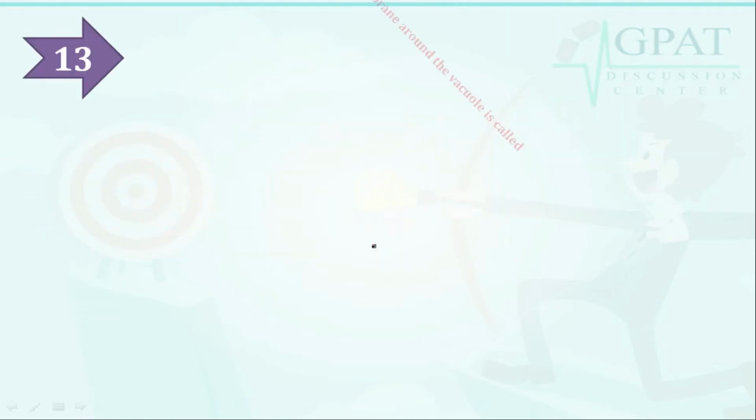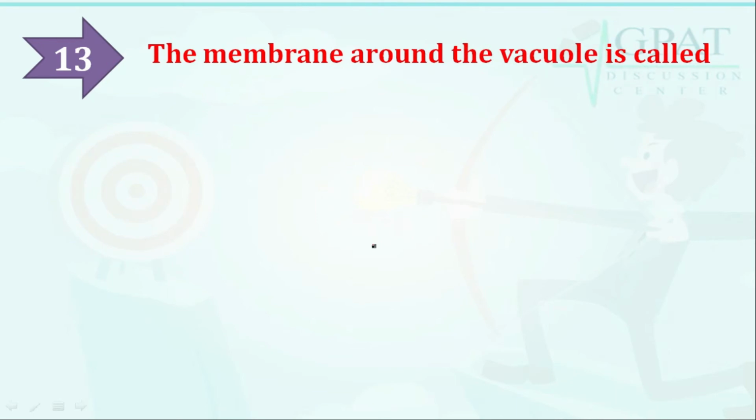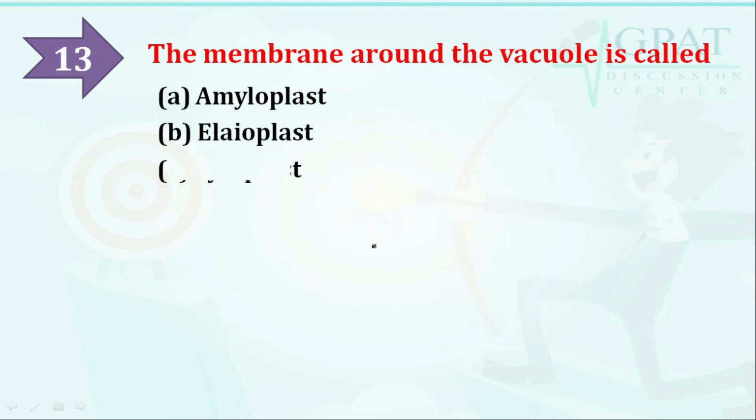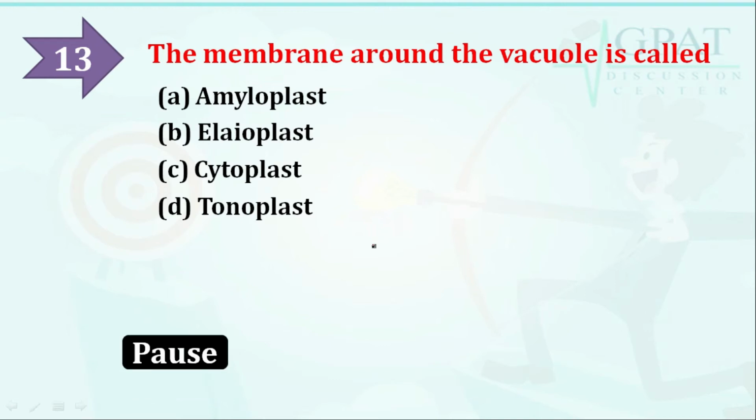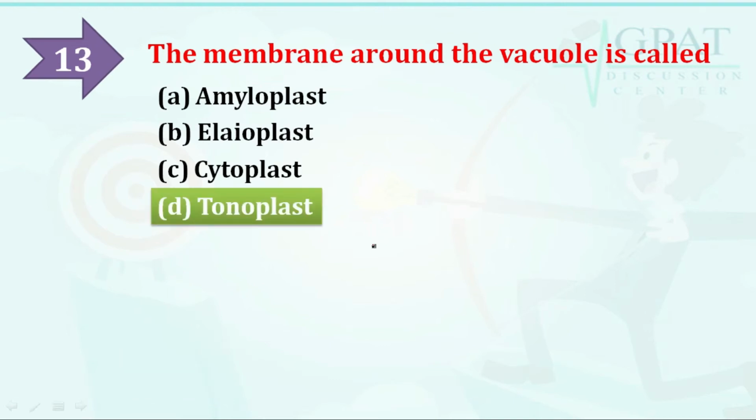And the next question is, the membrane around the vacuole is called, option A is amyloplast, option B is alveoplast, option C is cytoplast, option D is tonoplast. So the membrane around the vacuole is called, and the correct answer is tonoplast. The membrane around the vacuole is called tonoplast.